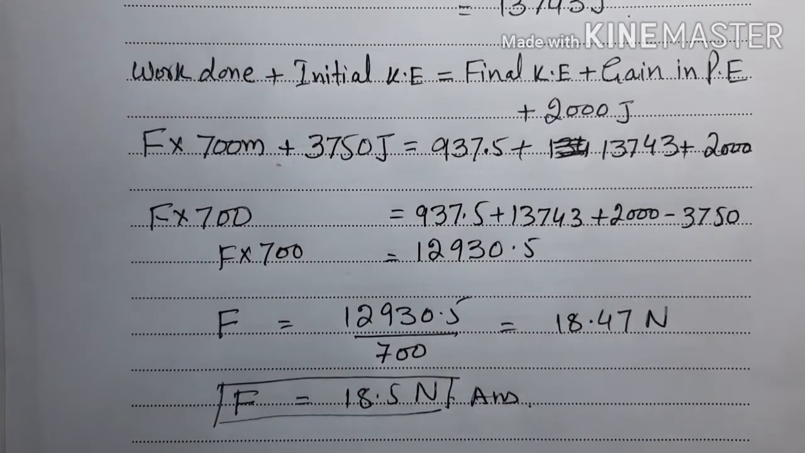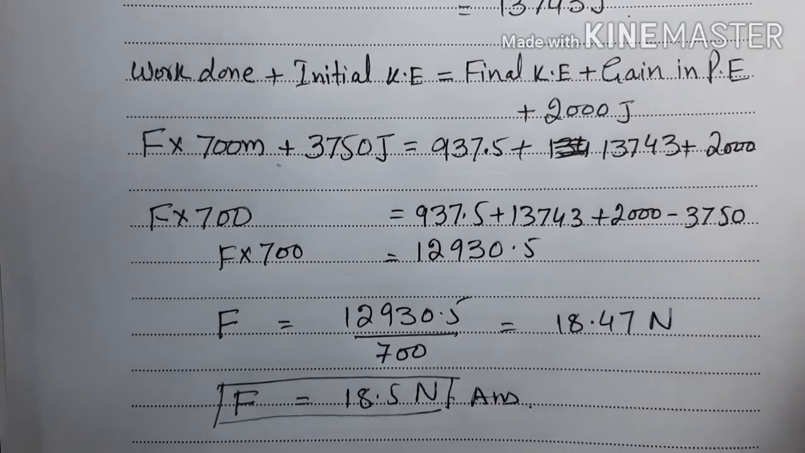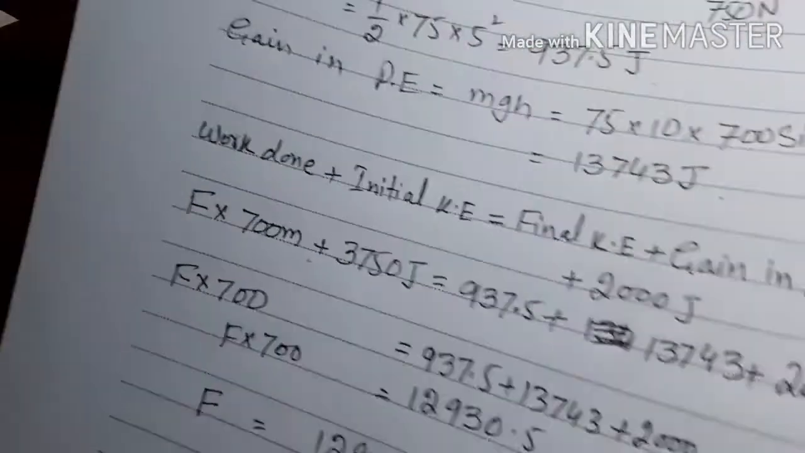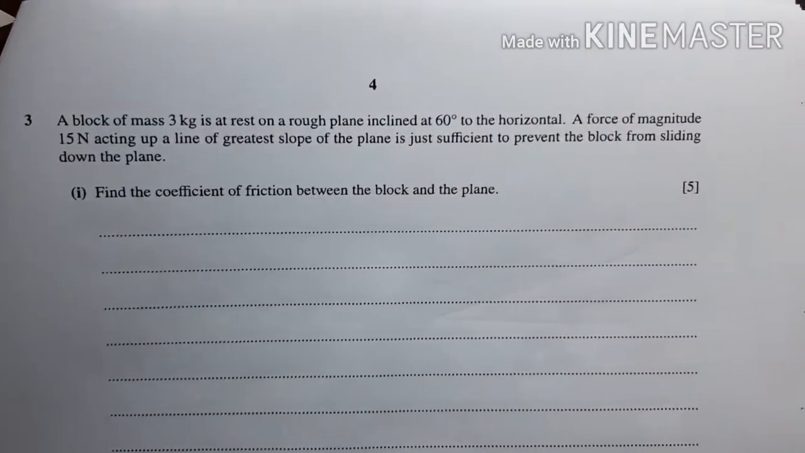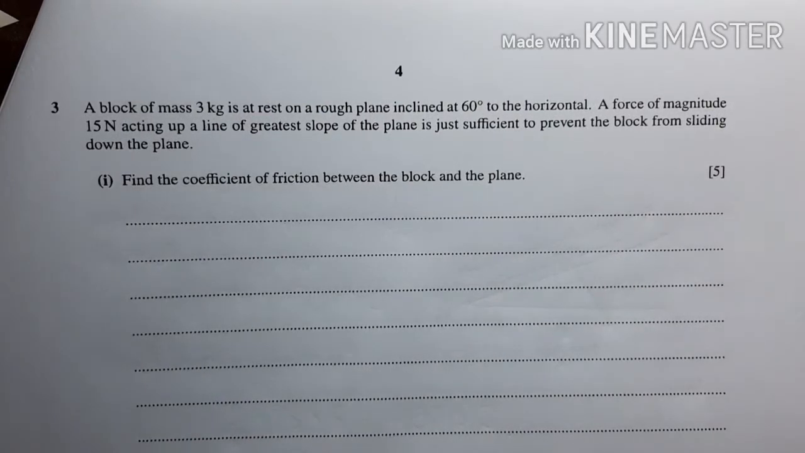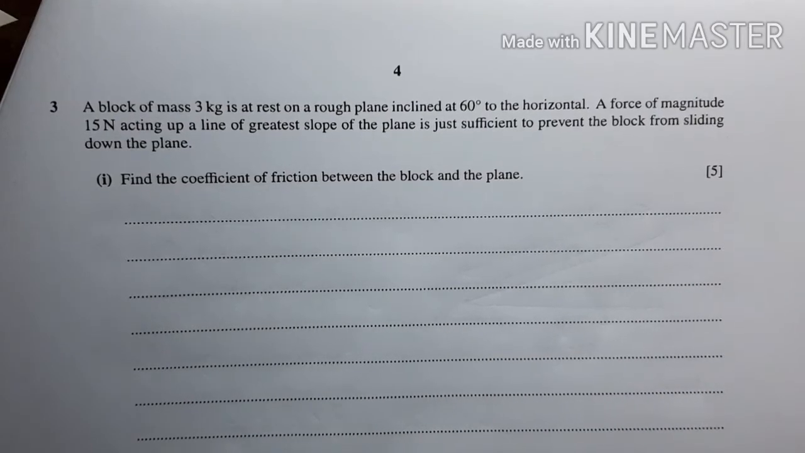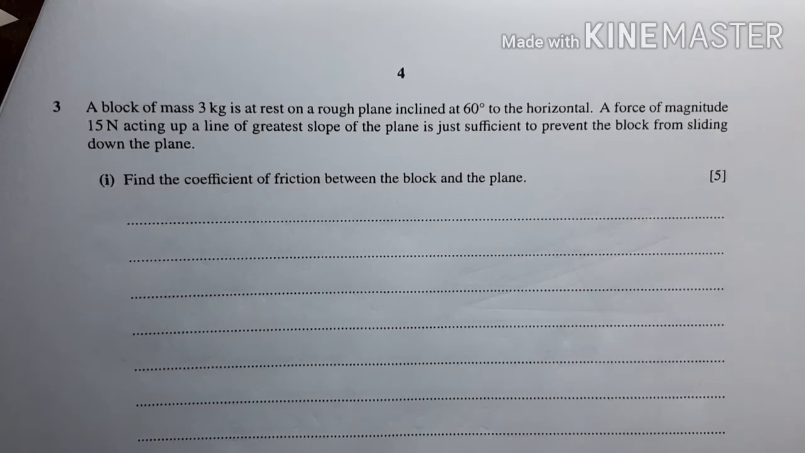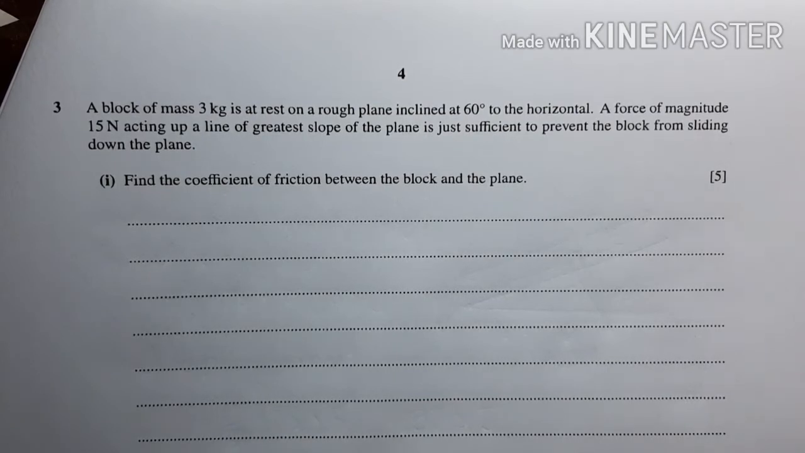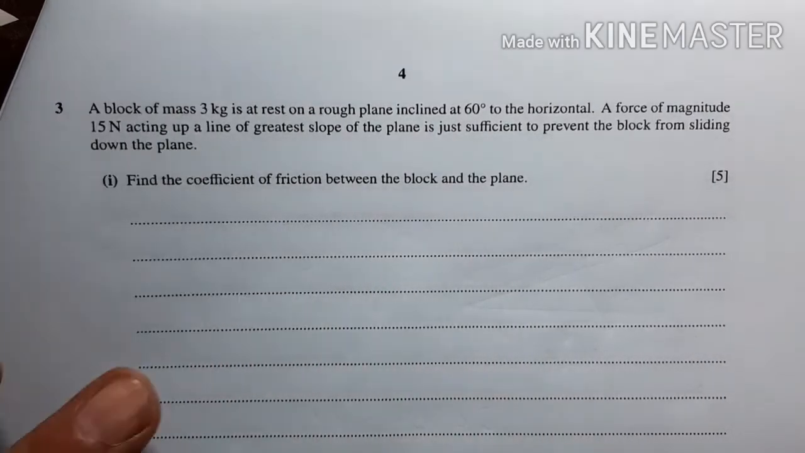Now, question number 3. Question number 3 is: a block of mass 3 kg is at rest on a rough incline at 60 degrees to the horizontal. A force of magnitude 15 Newton acting up a line of greatest slope of the plane is just sufficient to prevent the block from sliding down the plane. Find the coefficient of friction between the block and the plane.